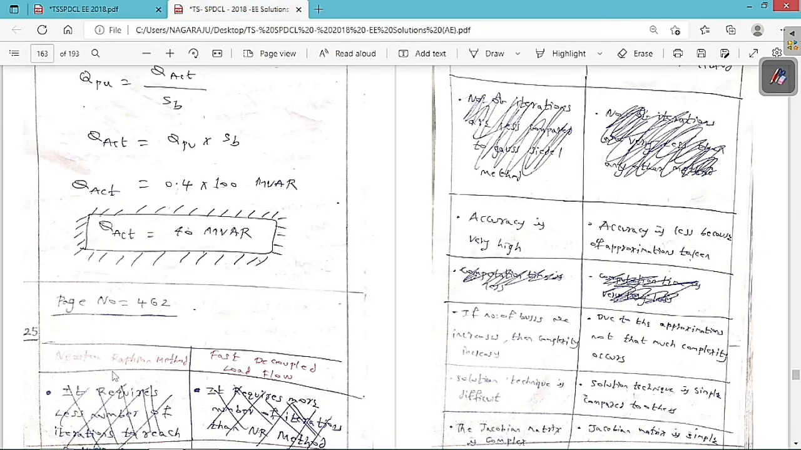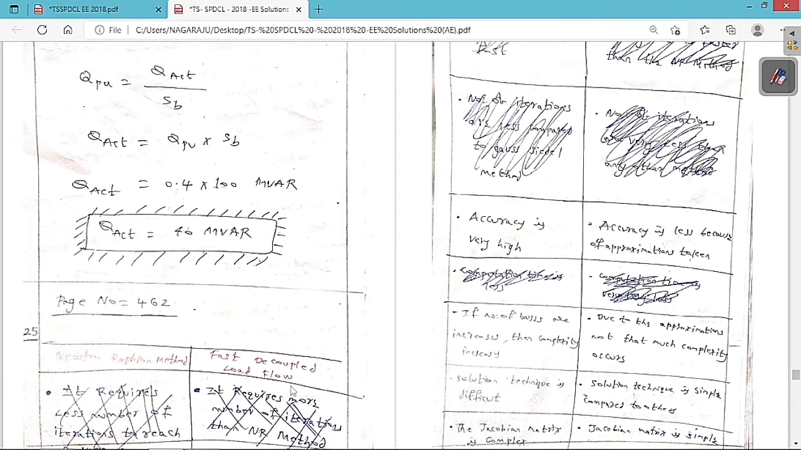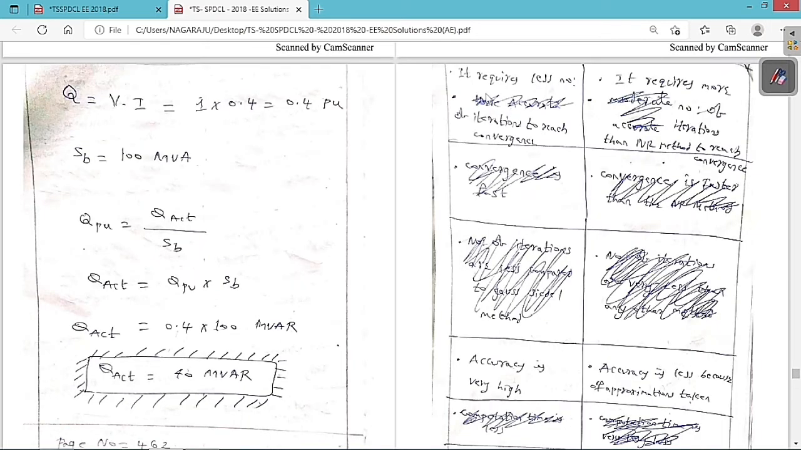So now I am going to compare the Newton-Raphson method and also fast decoupled load flow. Listen carefully. I am going to compare some of the important points regarding the Newton-Raphson method and the fast decoupled load flow methods. In the Newton-Raphson method, it requires less number of iterations to reach the convergence, and the accuracy is also very high in case of Newton-Raphson method.